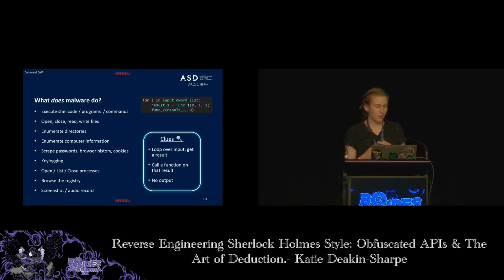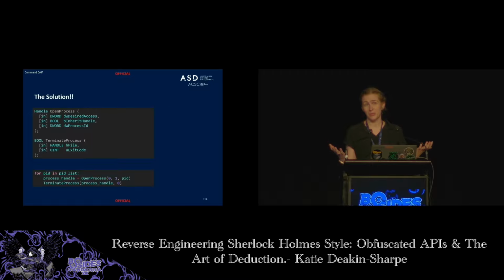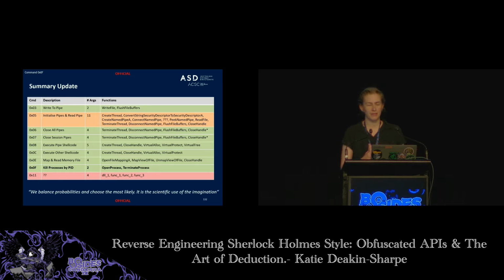I sort of stared at this for a while and went, I don't know, malware does stuff with processes. It's not opening them, it's not listing them. Maybe it's closing them? And that's actually exactly what it was doing. Our input list of DWORDs is actually an input list of 4-byte process IDs, or PIDs. We take each PID, we pass it into OpenProcess to get the process handle, which we then pass to TerminateProcess, along with a 0 exit code to make it look like nothing went wrong. We're killing processes by PID.